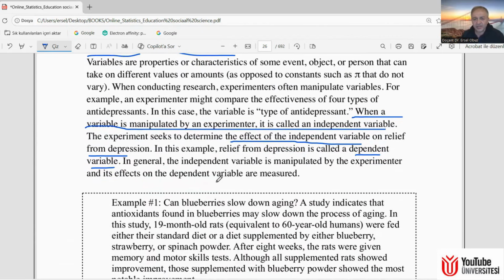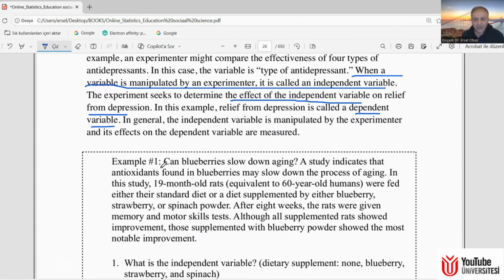Can blueberries slow down aging? Okay, a study indicates that antioxidants found in blueberries may slow down the process of aging. In this study, 19-month-old rats were fed either their standard diet or diets supplemented with blueberries. So this is a treatment. So we have the standard diet, right? And then we have blueberry, strawberry, that's called STR, and spinach powder, SP.